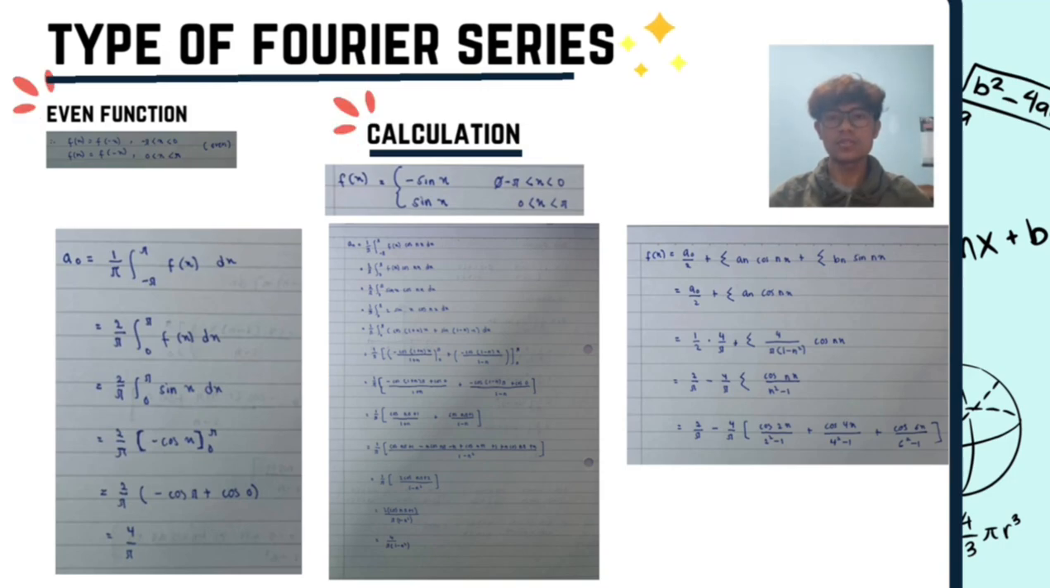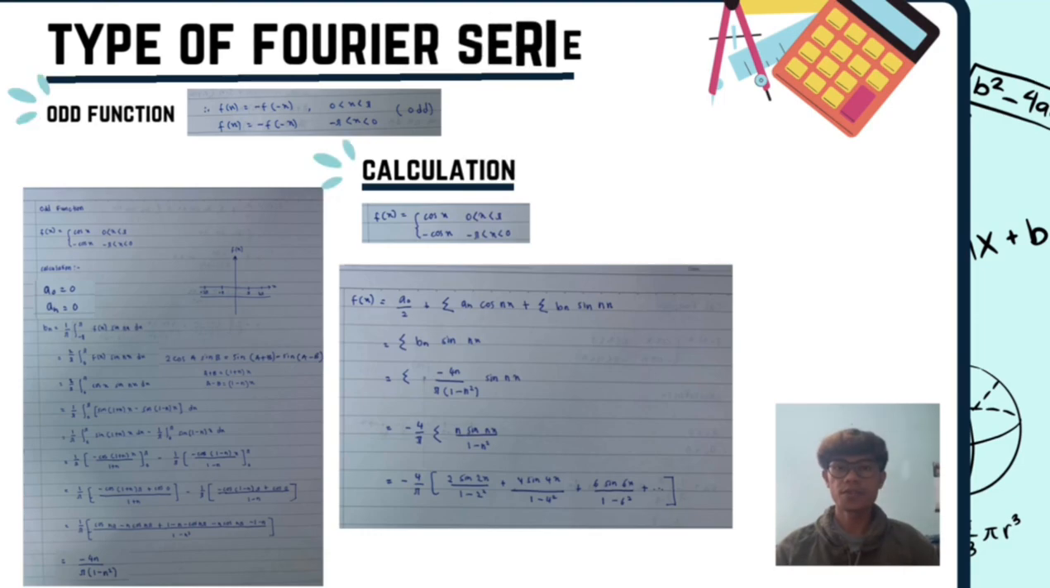Now, we move on to calculate A0 and An. A0 is 4 over pi and An is 4 over pi times 1 minus n squared. Now we have both of the coefficients that we need to calculate the Fourier series. By substituting the coefficients into the Fourier series general form, we will get 2 over pi minus 4 over pi times cos 2x over 2 squared minus 1 plus cos 4x over 4 squared minus 1 plus cos 6x over 6 squared minus 1.